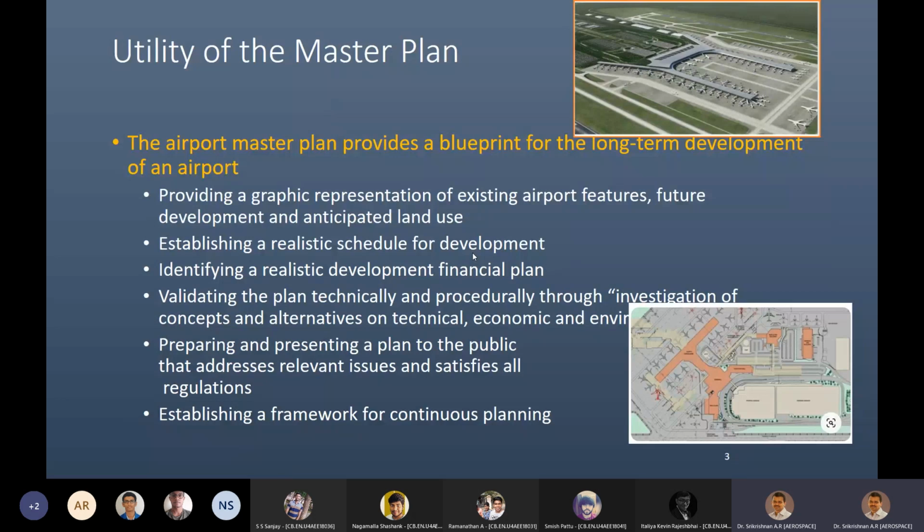So these are some of the objectives of the master plan, or some of the avenues where the master plan is going to be extremely useful. So this has to be the culmination of all the processes that we discussed yesterday. That is, the preparation of the master plan should come from all the various steps that we discussed yesterday as part of the planning.